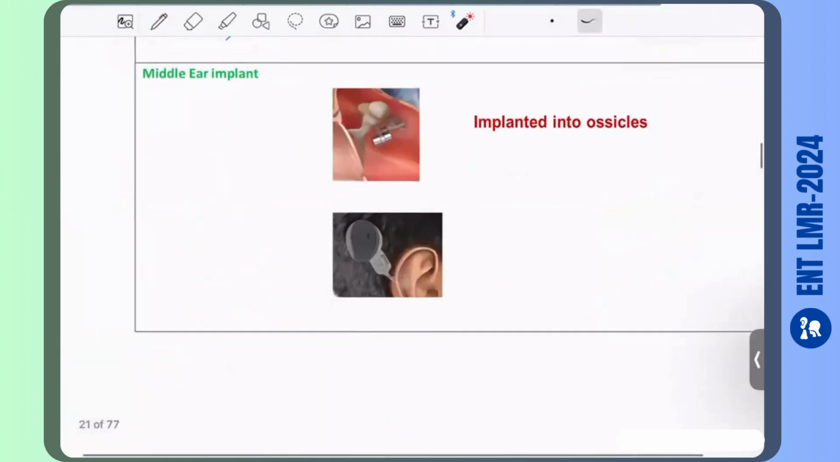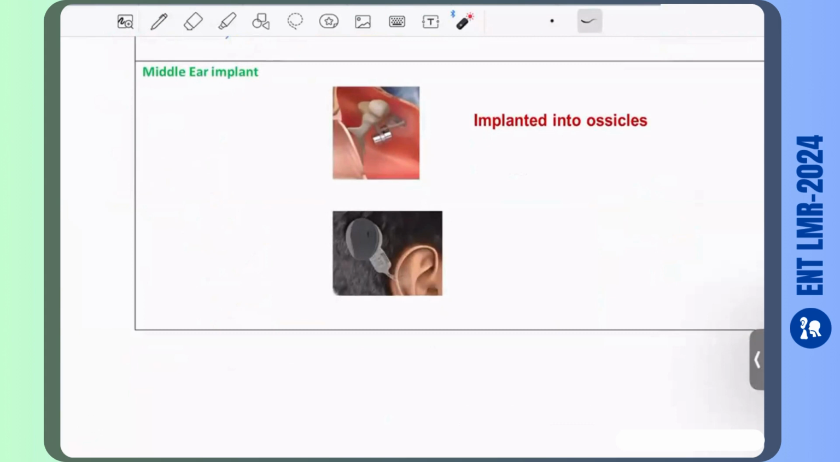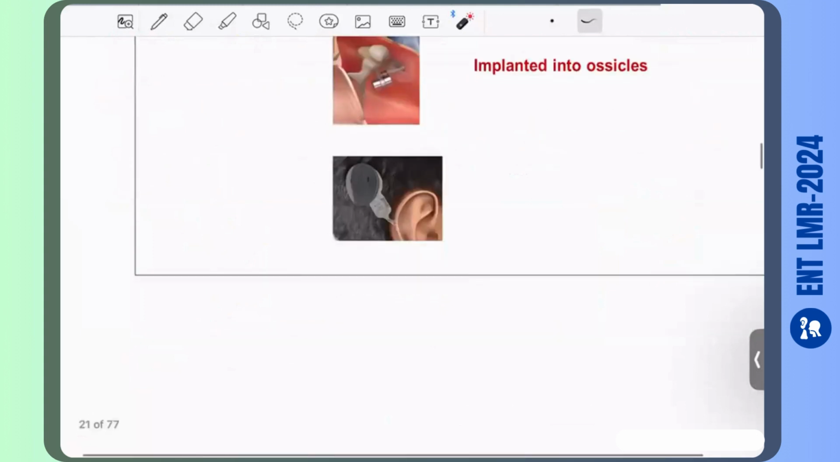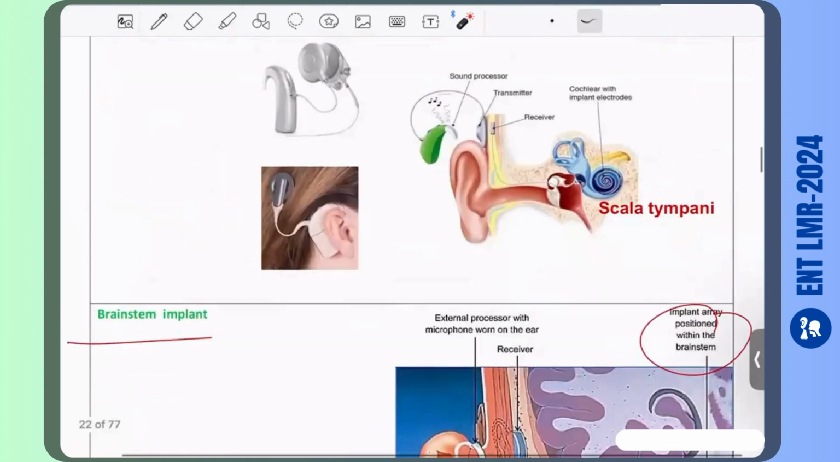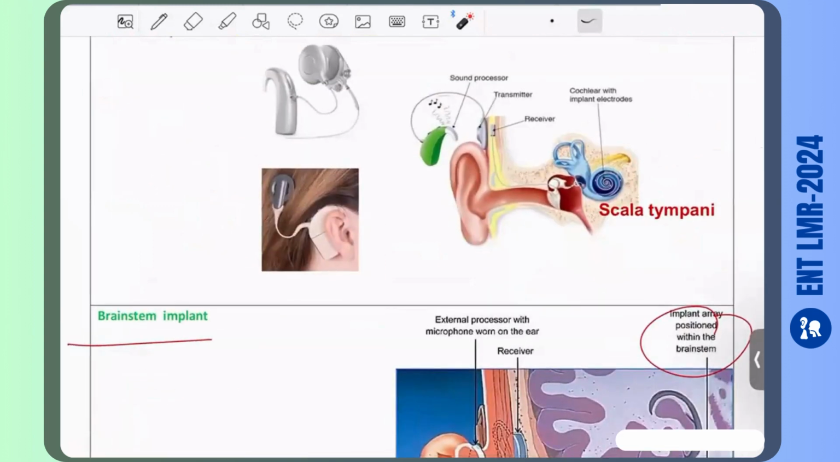I'm doing a surgery. I'm implanting the aid into the middle ear ossicles. So a middle ear implant can amplify the hearing. This is also a method. Next one, I'm having severe hearing loss.